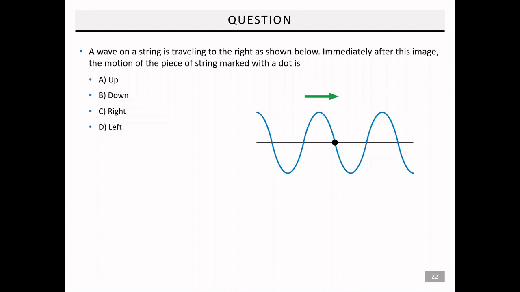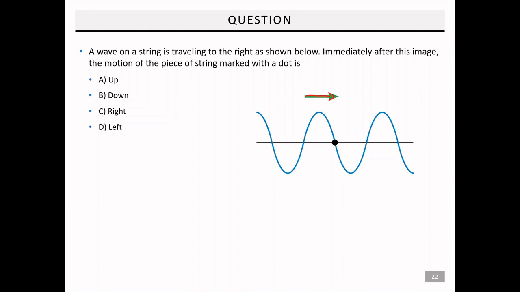This question is just a wave-related question that we probably should have had in a previous lecture, but since I didn't put it in, I'm going to put it in now. So you have a wave on a string that's traveling to the right. You have this blue wave, and the blue wave is moving to the right.